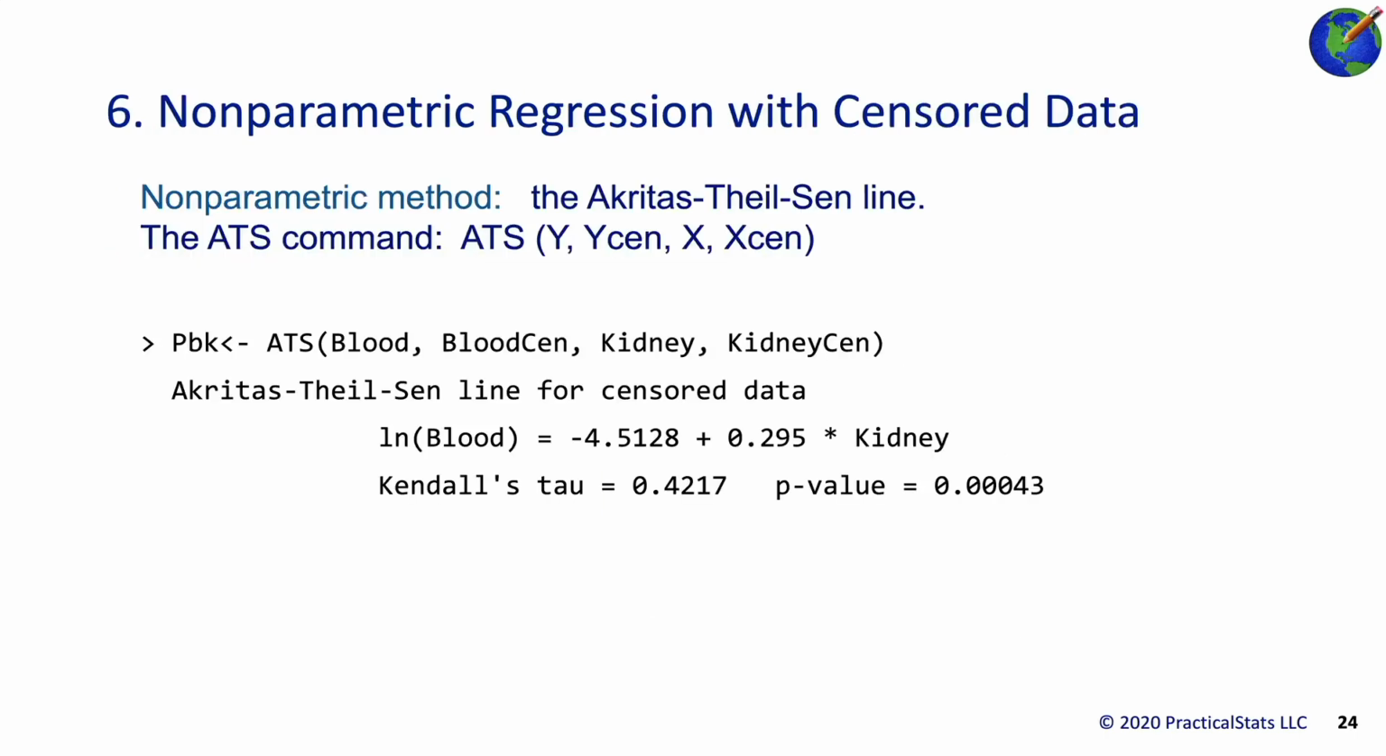All right, non-parametric regression. You can do that. The Akritas-Theil-Sen line, it's the ATS command in NADA 2. You can, with ATS, have censored values for both Y and X. That's not available yet in regression. In regression, the X variable is not to be censored.